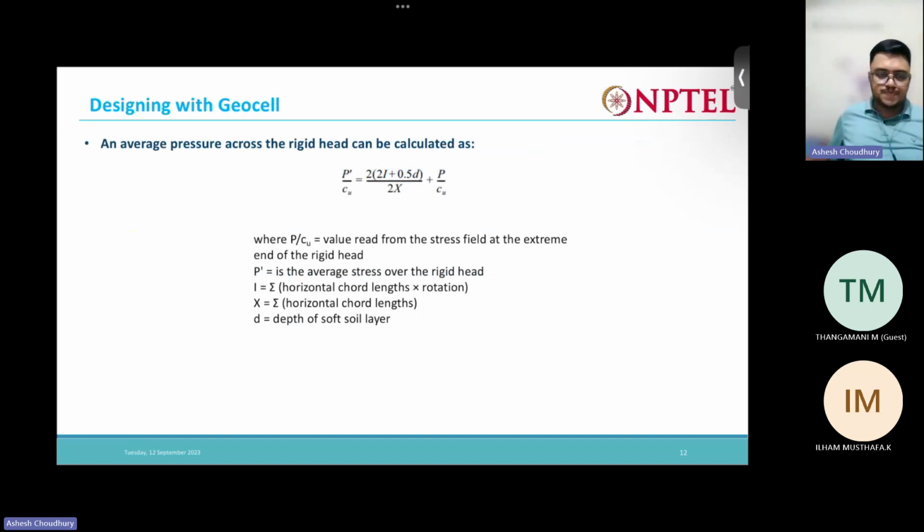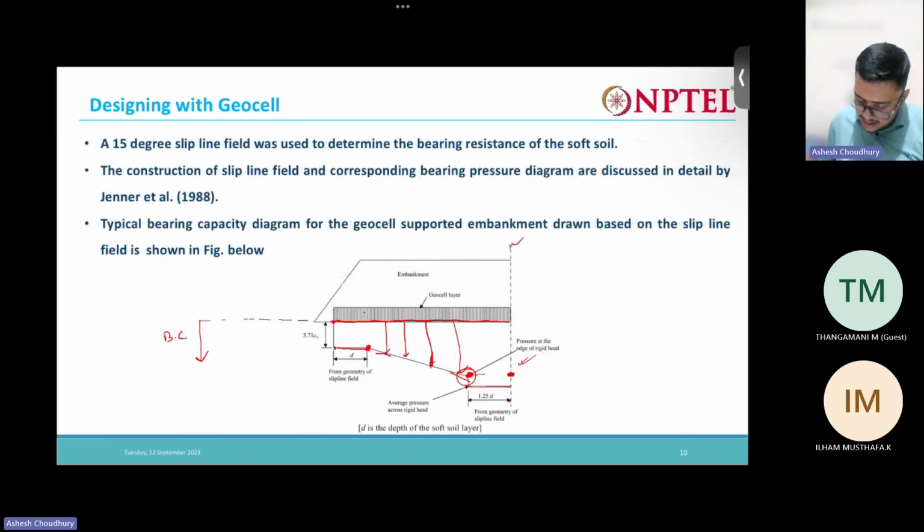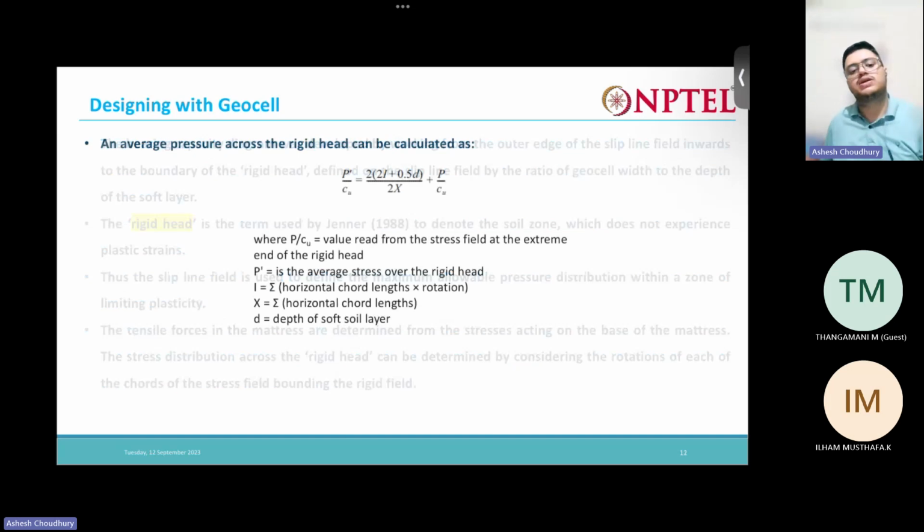This was given by Jenner. P dash by Cu is equal to 2 psi plus 0.5 T by 2 s plus P by C. What is P by Cu? P by Cu is the value read from the stress field at the extreme end of the rigid head. Where is the extreme end? This point. This is the extreme end of the rigid head. That P by Cu is the pressure that we're reading from this pressure diagram. That plus some other factors will give you the average stress over that.